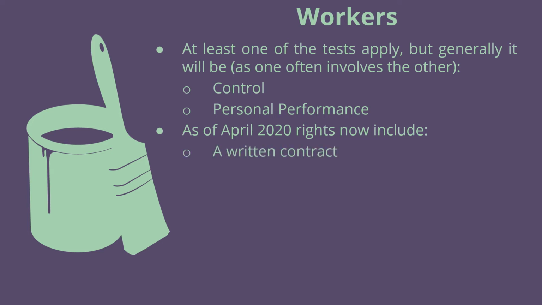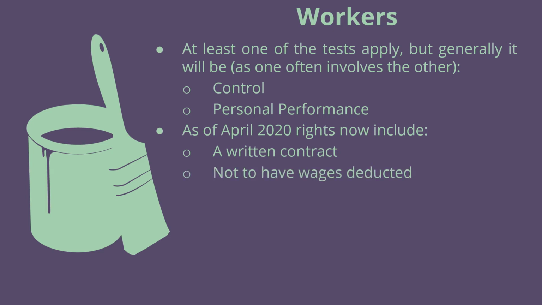The right to a written contract. This used to only apply to employees, but as of April 2020, this now applies to workers as well. Some employers may be unaware that you are now entitled to this, even if when you started you weren't. Failure to provide this attracts additional compensation on top of other potential claims at the employment tribunal.